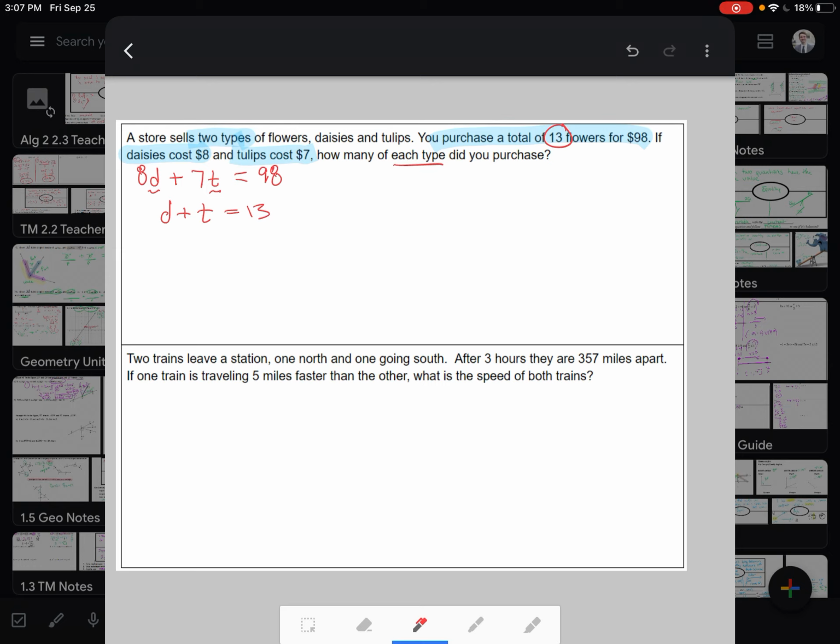So again, if I combine the number of daisies I buy and I combine the number of tulips I buy, I need to have 13. And then secondly, if I multiply each by its cost, it needs to add up to $98. So these are my two equations. I have two unknowns, and there's a system. I just set it up. Now we can go ahead and solve it. I see something like this, and I would probably use substitution personally, but elimination works as well.